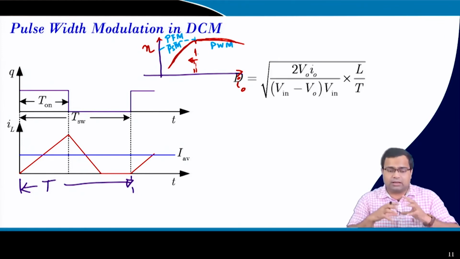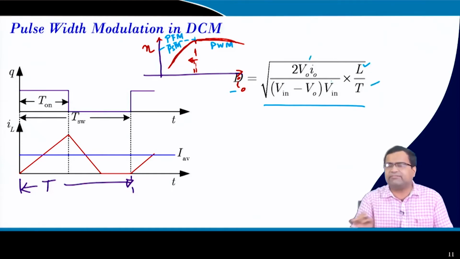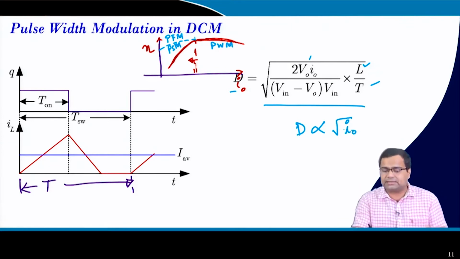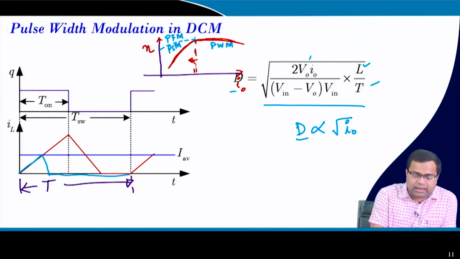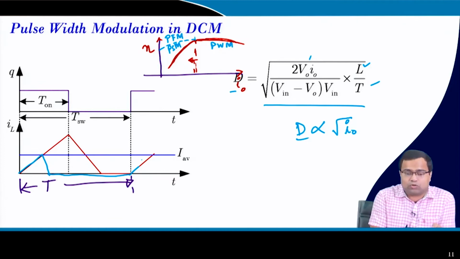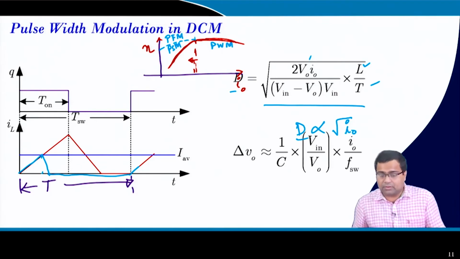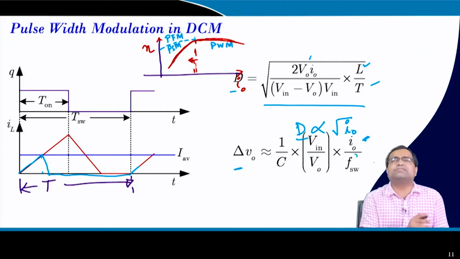If you take the discontinuous conduction mode under pulse width modulation, we have already seen the duty ratio is a function of load current. That means if L, T, output voltage, input voltage are all constant, then duty ratio is directly proportional to the square root of I0. If the load current decreases, the duty ratio decreases, and the on time becomes smaller and smaller. So it is not necessary to operate at a high switching frequency because your duty ratio becomes very low, and your output voltage varies proportionally with the load current if your switching frequency is constant.